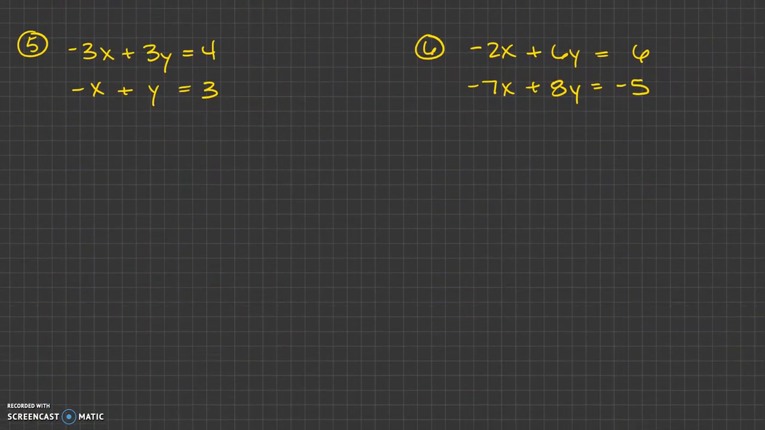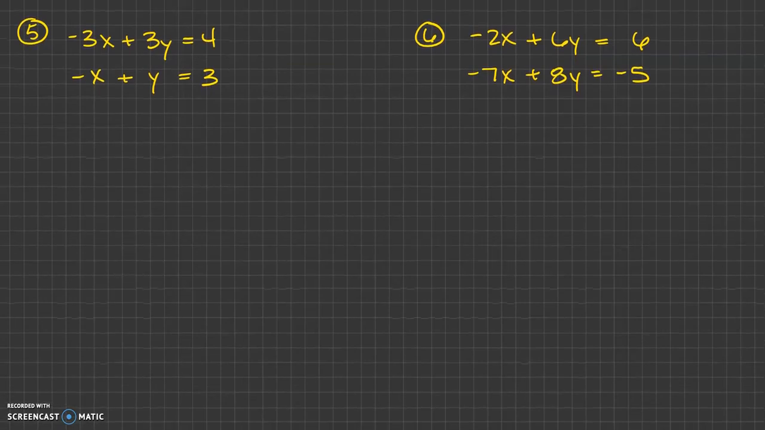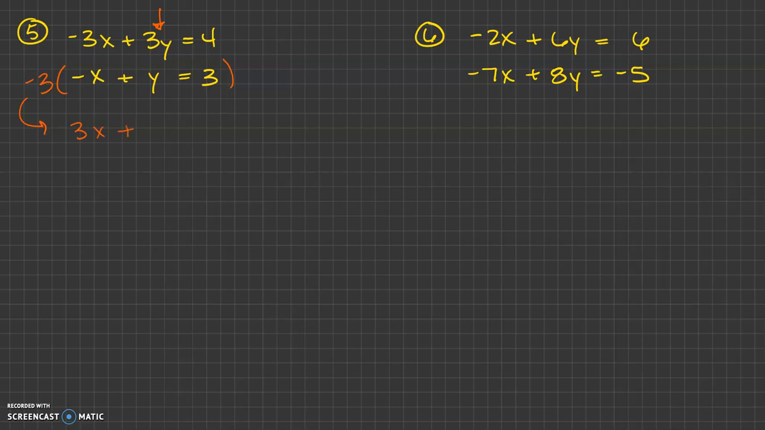All right, let's use problems 5 and 6. Again, please pause the video and try this on your own first. All right, let's see. When I look at number 5, I'm going to have to multiply this equation by something. Nothing's going to cancel. Why don't we cancel the y? Let's eliminate the y. To do that, I'm going to need to multiply by a negative 3. And so my new equation here would be 3x minus 3y is equal to negative 9.